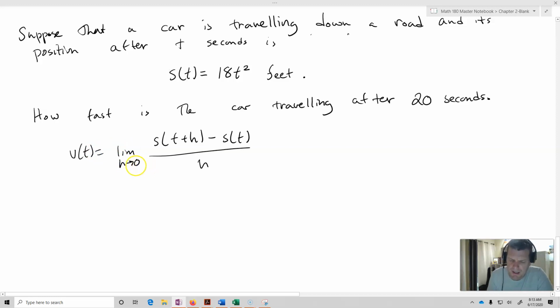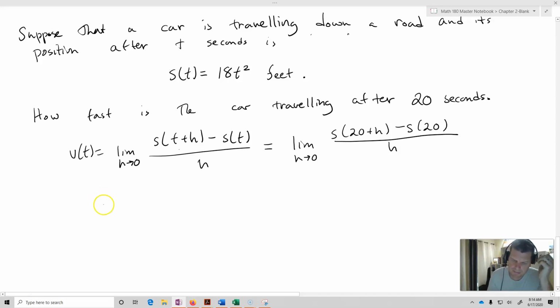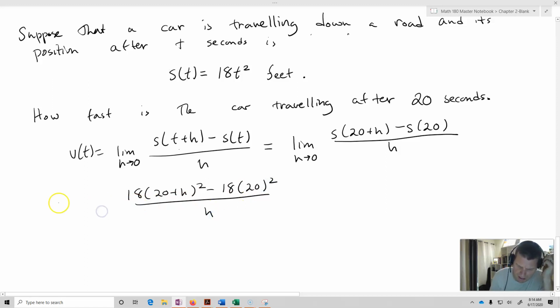So our velocity function is the limit as h approaches 0 of s of t plus h minus s of t divided by h. All we did was change what we called the function and the variable. We called it t now instead of x. So when we plug in our values, it's the limit as h approaches 0 of s of 20 plus h minus s of 20 divided by h. And that equals 18 times 20 plus h squared minus 18 times 20 squared, all divided by h, and we want the limit as h approaches 0.